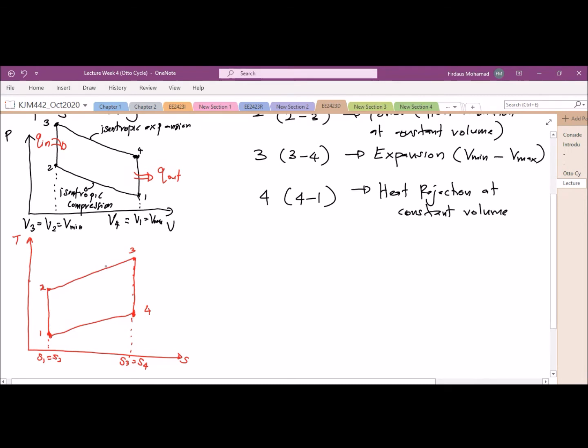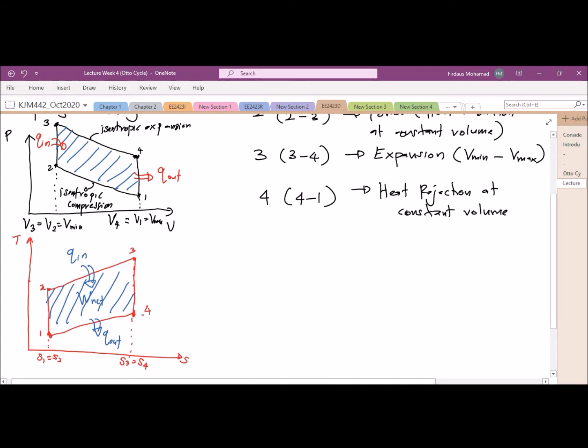Then where is the heat addition? So the heat addition process is here, 2 to 3, it is Q in, and then this is Q out. Okay, then the area under the curve represents the net work, or output work produced by this cycle. So this is how to translate from the ideal Otto cycle, from a stroke to the PV diagram and also the TS diagram.